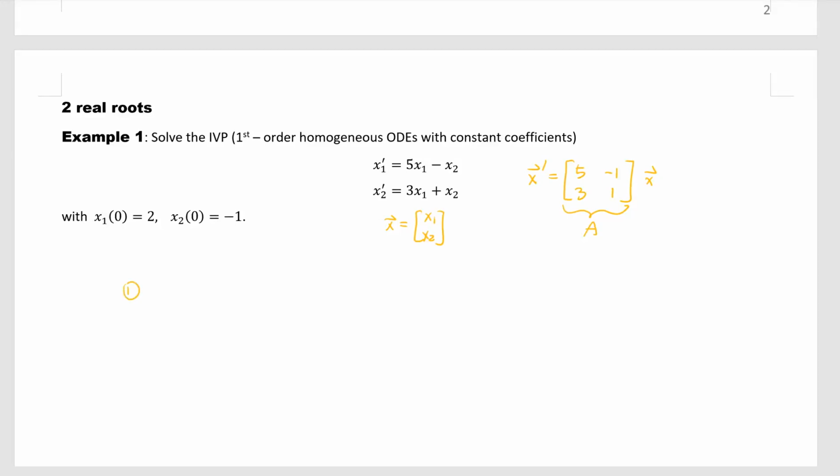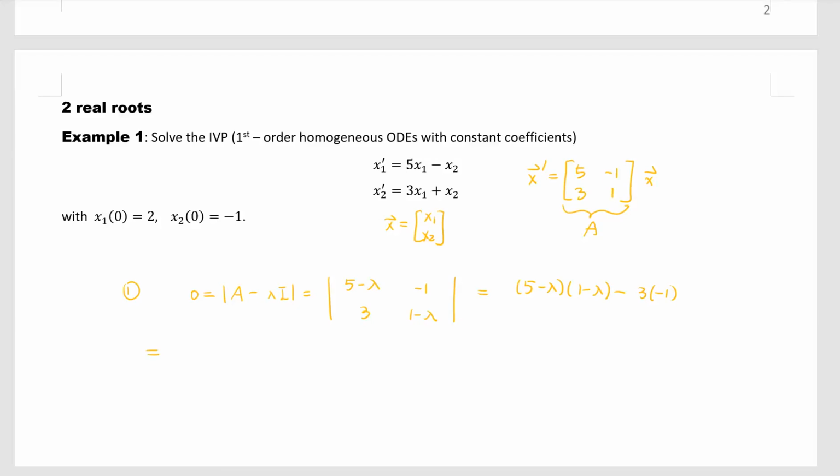So first step, we compute the characteristic equation, the determinant of A minus lambda I, that is, you subtract lambda from the diagonal elements and all the other entries stay the same. Okay, so what is that? Well, because this is a 2 by 2 matrix, we cross multiply, but don't forget, we subtract. So 5 minus lambda, 1 minus lambda, and we subtract 3 times negative 1.